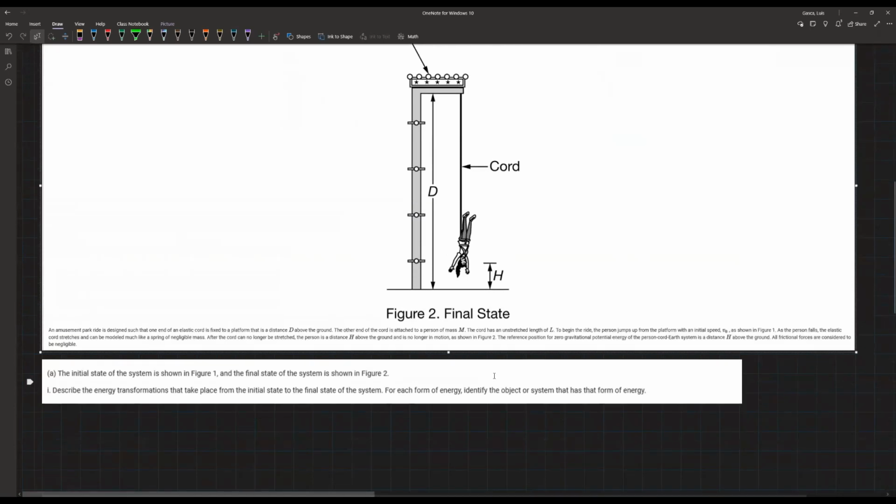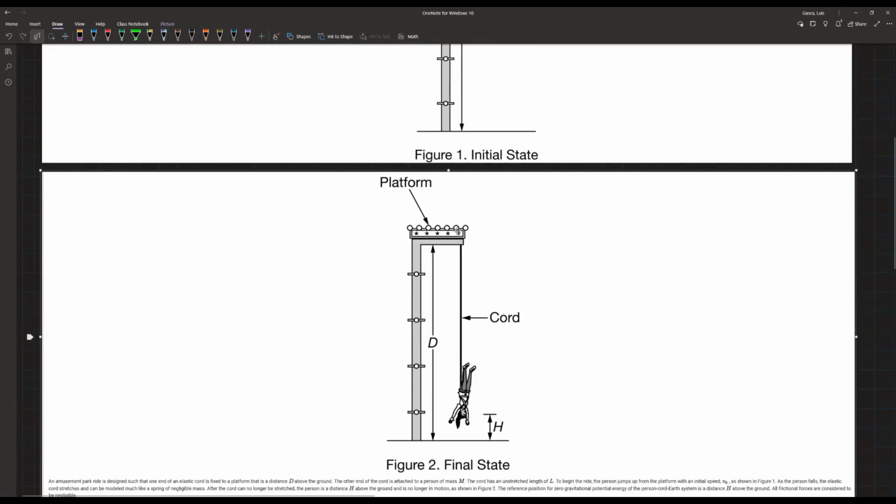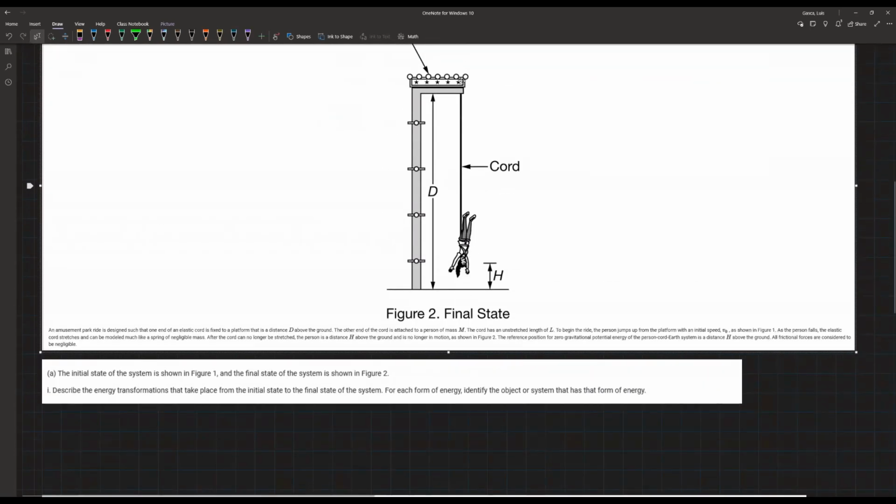And then we'll go ahead and see here. So we have a person that is jumping off of a platform and they happen to have a cord, probably an elastic cord or a bungee cord attached to them. They're going to come down and stretch the cord and come to a stop once the cord has been stretched. It reads, an amusement park ride is designed such that one end of an elastic cord is fixed to a platform that is a distance d above the ground.